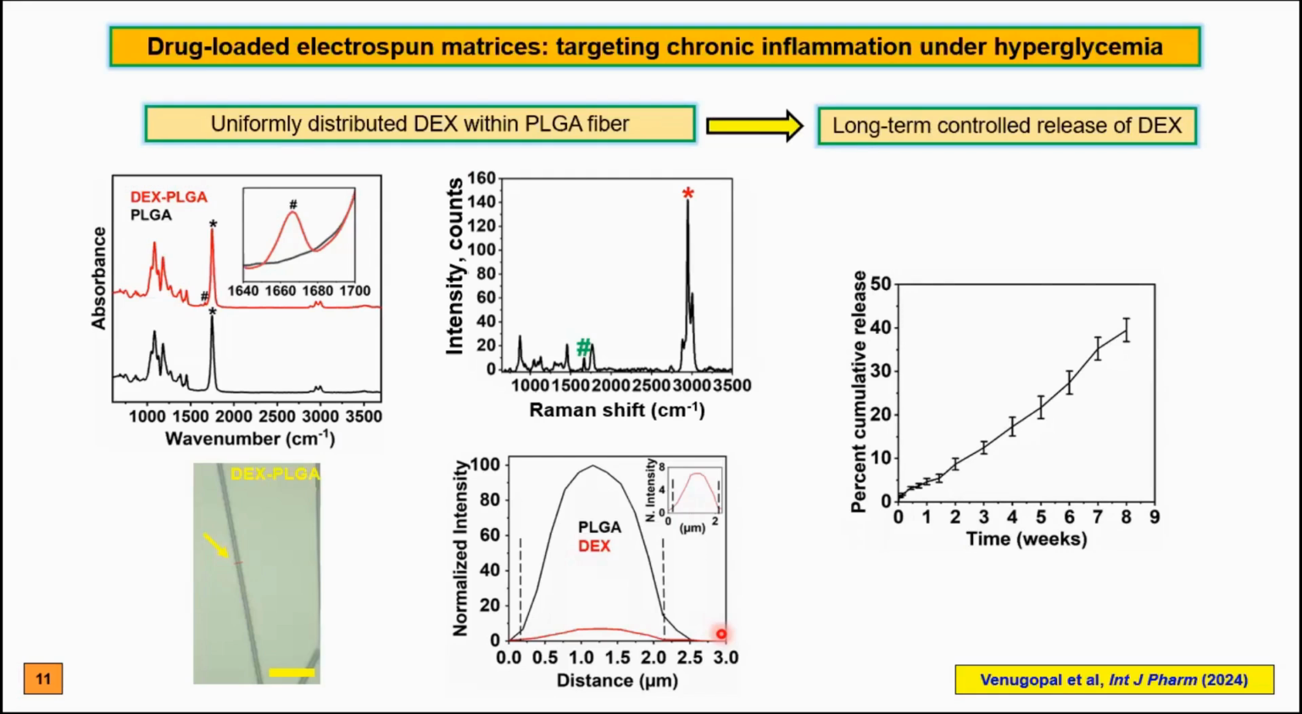What I've not shown you is for PCL, where you will see it mostly on the surface, which leads to that burst release that I talked about earlier. Again, I didn't include that in the interest of time, but that's what you will see. So in turn, because we were able to do this, we were able to achieve this kind of release of the dexamethasone over not hours, not days, but over weeks.